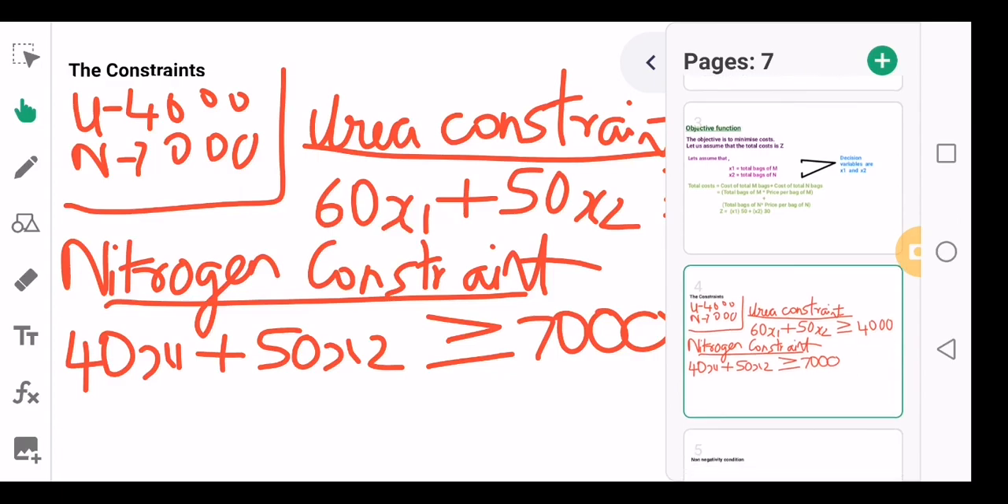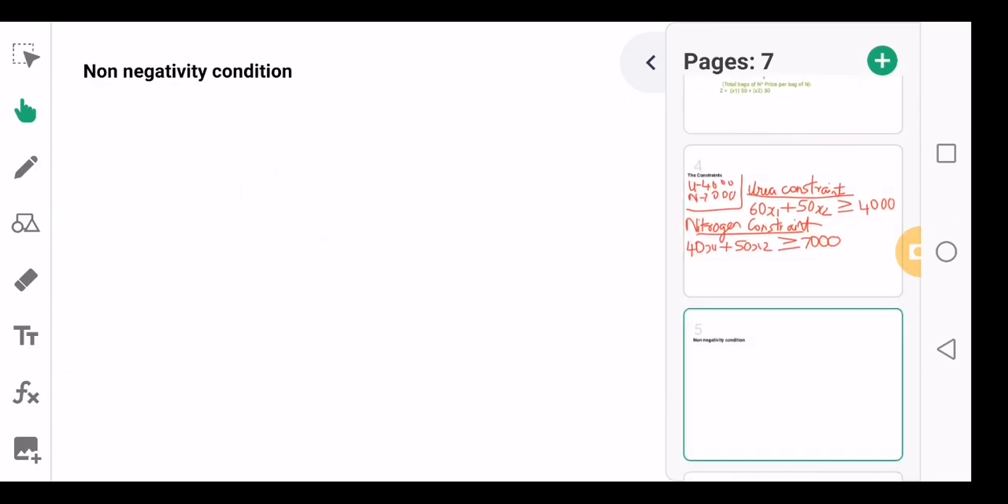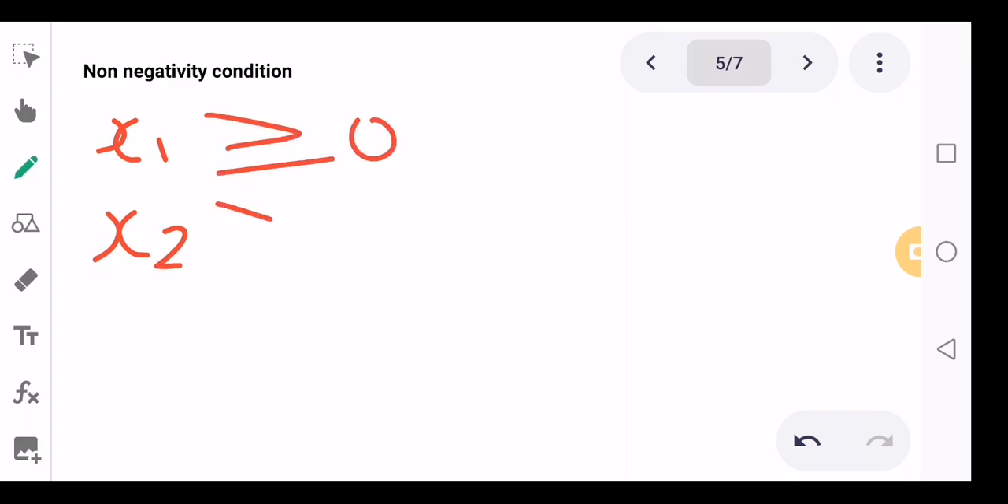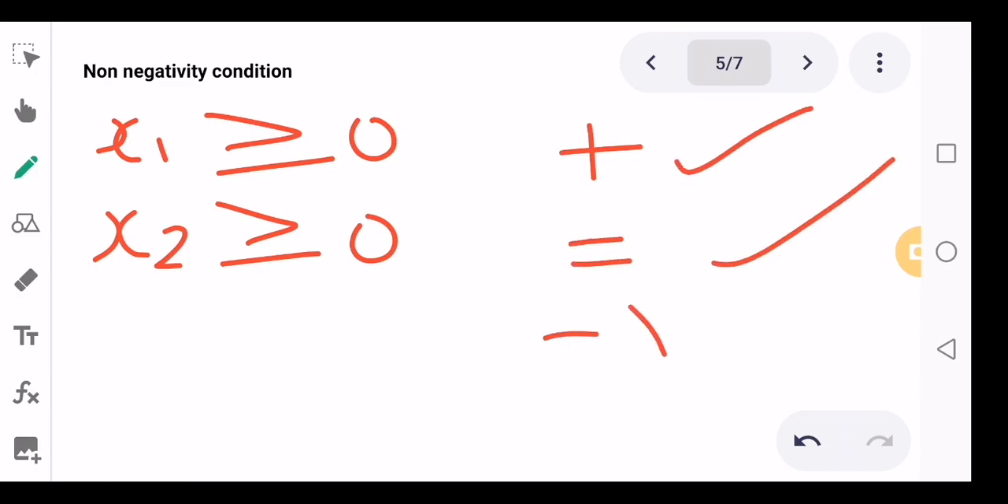And the next is the non-negativity condition. The non-negativity condition is the same as you saw previously. Your x1 and x2 can be positive, can be 0, but cannot be negative. It can be positive, yes. It can be equal to 0, yes. It cannot be negative. That is what the non-negativity constraint is.